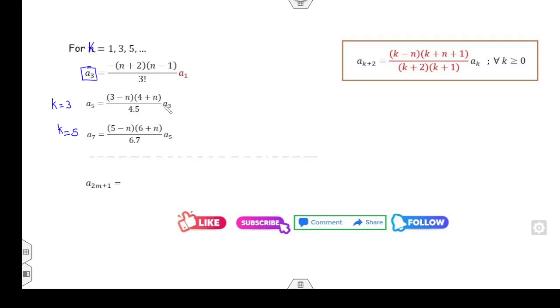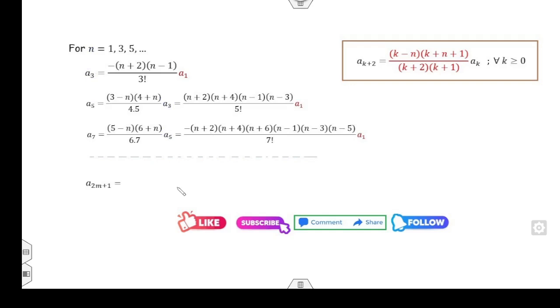Fine. Again, I can substitute the a3 value at this point. Fine. और यहाँ से जो वैल्यू आएगी, I can substitute for a5. You will get the expression of this quantity. Similarly, you can write a7 is a 7 factorial, a5 is a 5 factorial. So if it's 2m plus 1, then it's 2m plus 1 factorial.